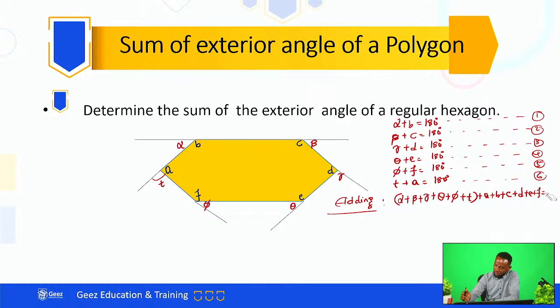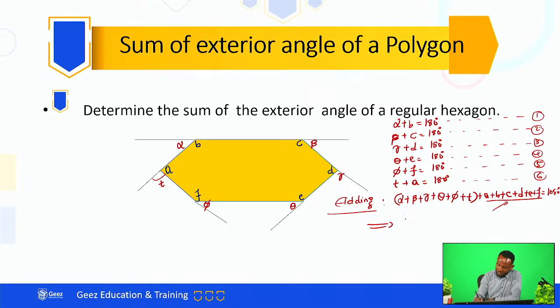The sum of the measures of the interior angles of a hexagon is n minus 2 multiplied by 180 degrees. With a hexagon, n is 6, then 6 minus 2 is 4, and 4 multiplied by 180 degrees is 720 degrees. So this is 1080 degrees total, and the interior sum is 720.